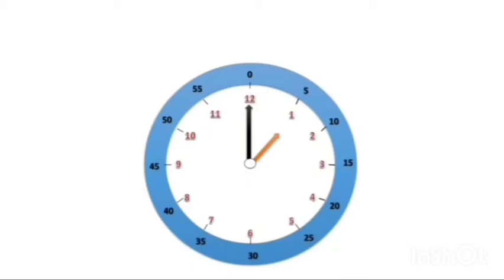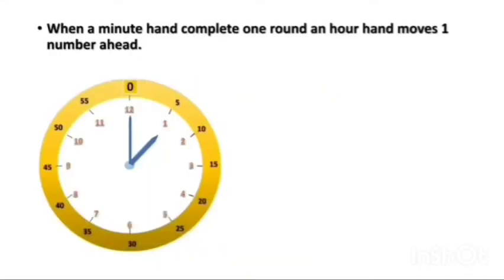Children, if you go to see, this is the table of 5. When a minute hand completes one round, an hour hand moves one number ahead. Just now we saw when the minute hand moves to 1, 5 minutes gets complete. When it is on 2, 10 minutes gets complete, and so on. Therefore, when the minute hand completes one round, that is 60 minutes, the hour hand moves to the next number.